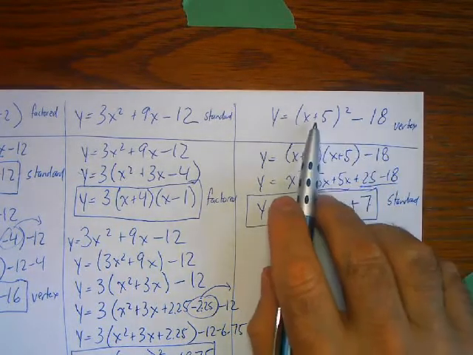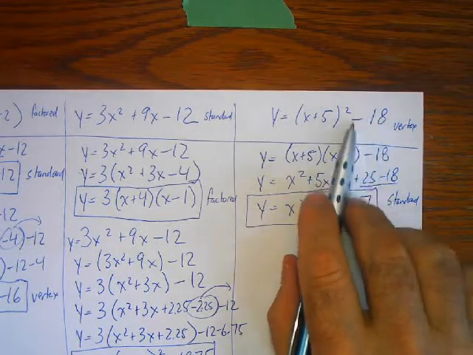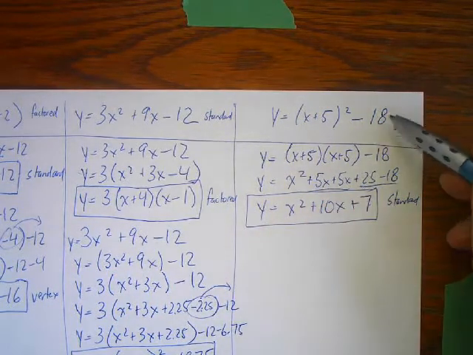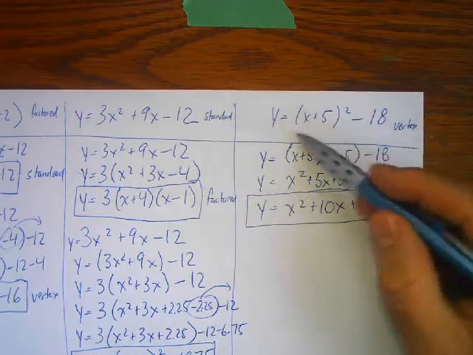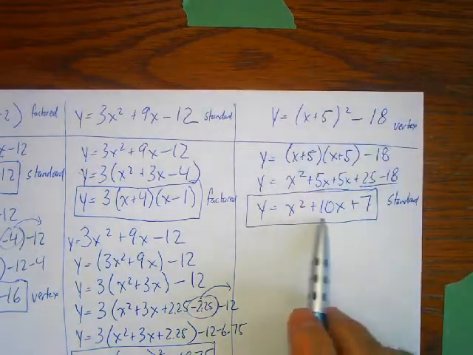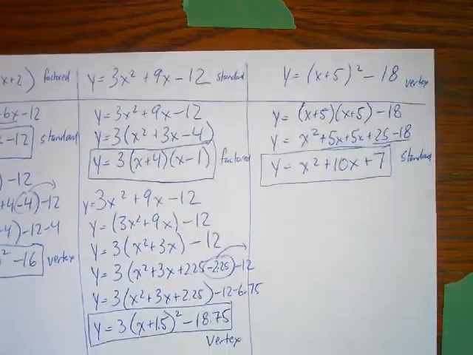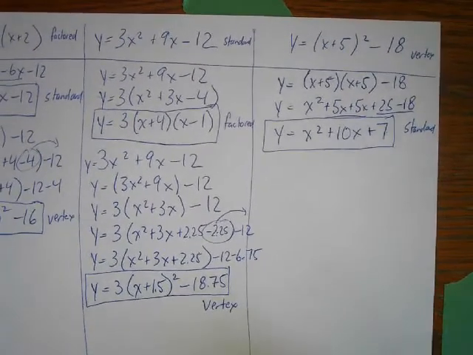They correctly said the vertex was -5, -18, but then they said, oh yeah, the y-intercept is also -18. That's not true because this is not in standard form, so this is not c. This is in standard form. There's your c, that's your y-intercept, okay? So that's just something to remember for future lessons.